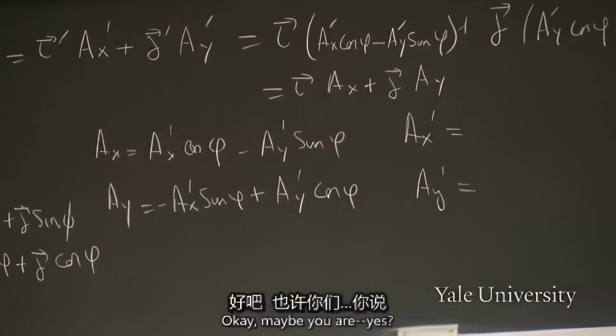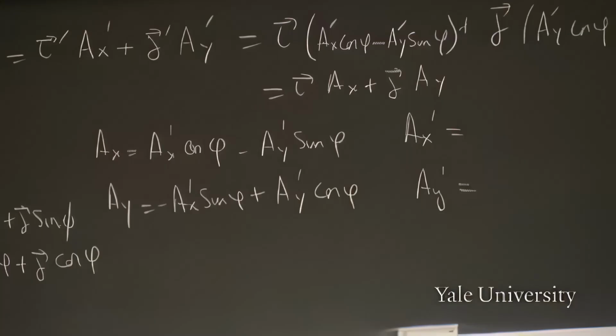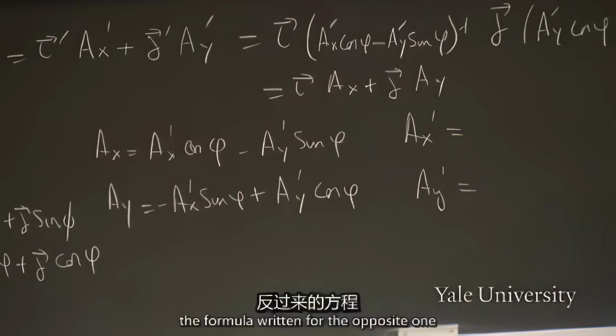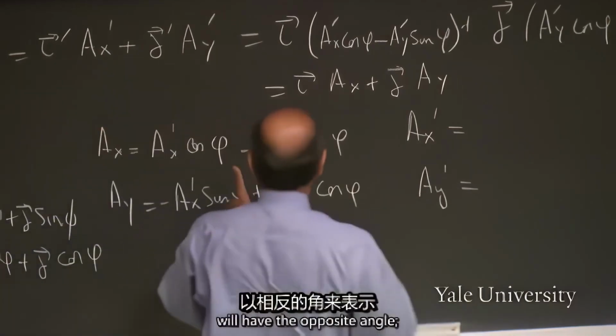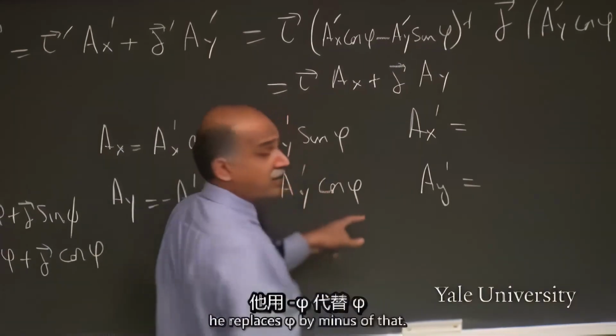Okay, maybe you are, yes? Maybe you can add up those two expressions and rearrange them using algebra. Yep. Can you just use those same expressions, but use a prime on a_x for every a_x and vice versa, and then just use a negative phi? Negative of phi, yes, okay. All right, so his idea was the formula written for the opposite one will have the opposite angle. Replace phi by minus of that.